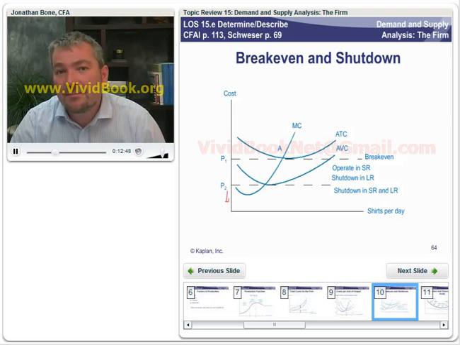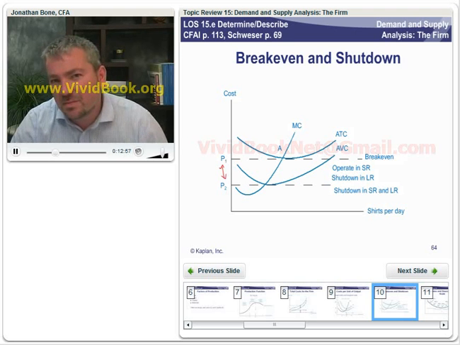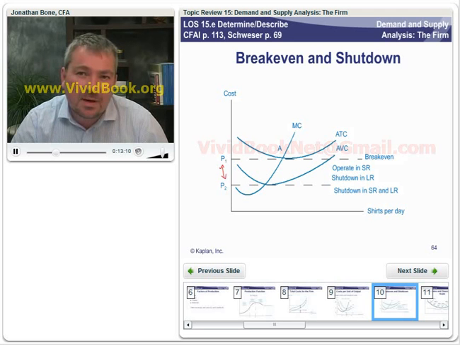Shut down. Okay, now, if price is between P1 and P2, whilst the firm is not profitable, it will continue to operate in the short run. Why? Because by definition, in this area, your price is bigger than average variable costs. Now, we talk about price minus average variable cost as being contribution, because it helps contribute to pay off your fixed costs. So we will continue to operate.